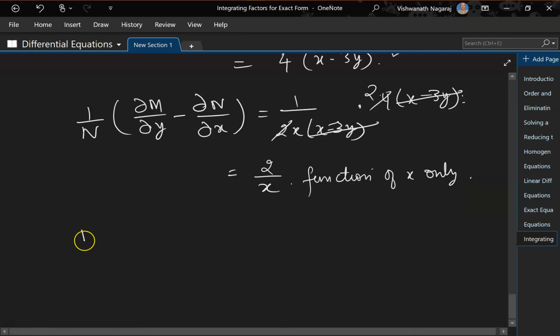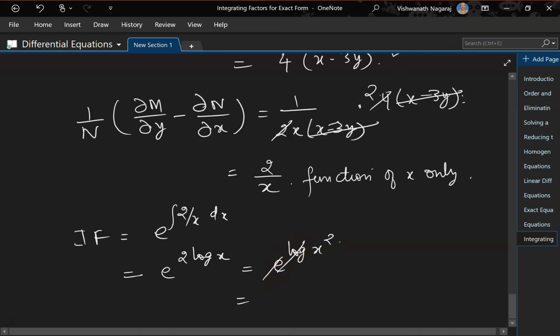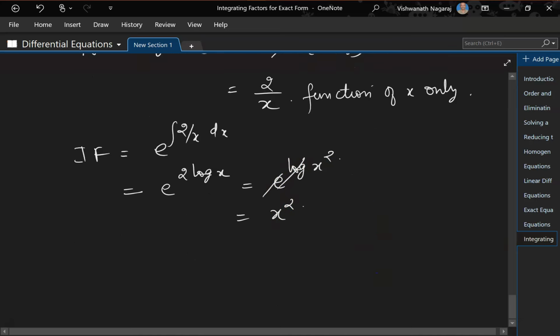So as per our rule, the integrating factor would be e to the power of integral of 2 by x dx, right? So when you integrate the exponent, what do you get? You get 2 log x. This can be written as e to the power of log of x square. E and log get cancelled out and you're left with x square. So the integrating factor is x square.